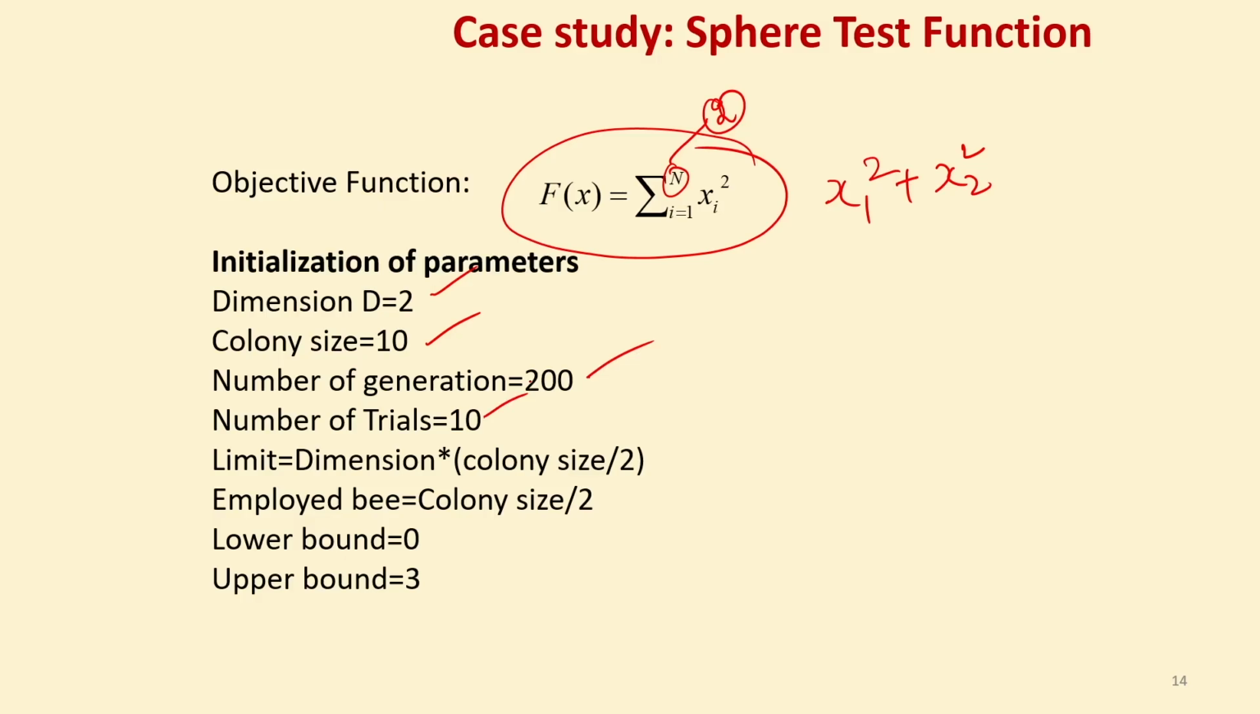Now what is the limit? The limit is calculated. You cannot define everything on your own, there is a formula for identification of the limit also, and it is a thumb rule which the majority of researchers have followed. Employed bee: colony size divided by 2, and likewise the remaining onlooker bees also. The range for this is 0 to 3, 0 to 3. So, we have to find the value for f of x.